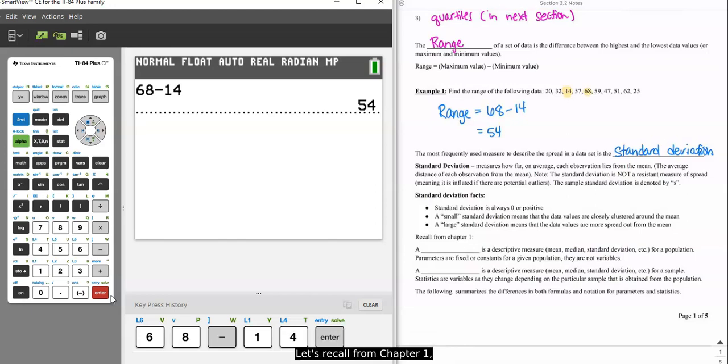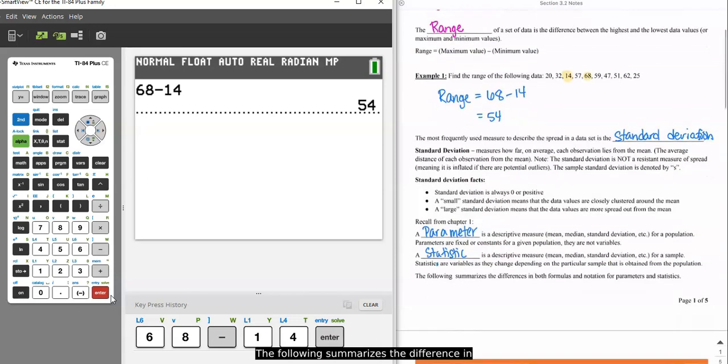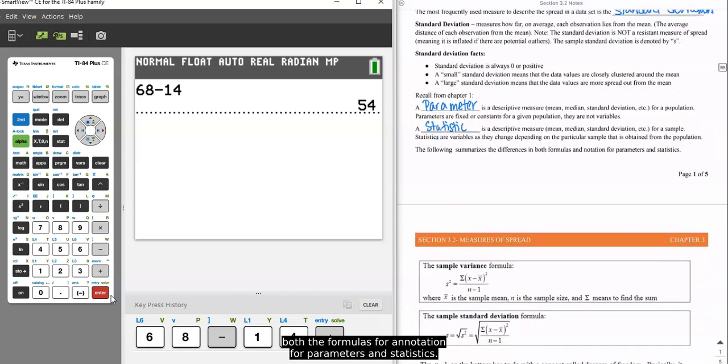So let's take a look. Let's recall from chapter 1, right? A parameter is a descriptive measure for a population. A parameter describes a population. And if you remember, a statistic is a descriptive measure for a sample. Statistics are variables as they change depending on the particular sample that is obtained from the population. So the following summarizes the difference in both the formulas and notation for parameters and statistics.